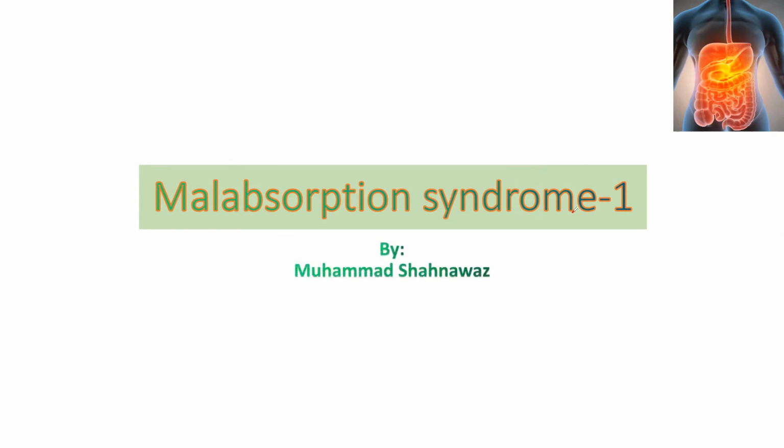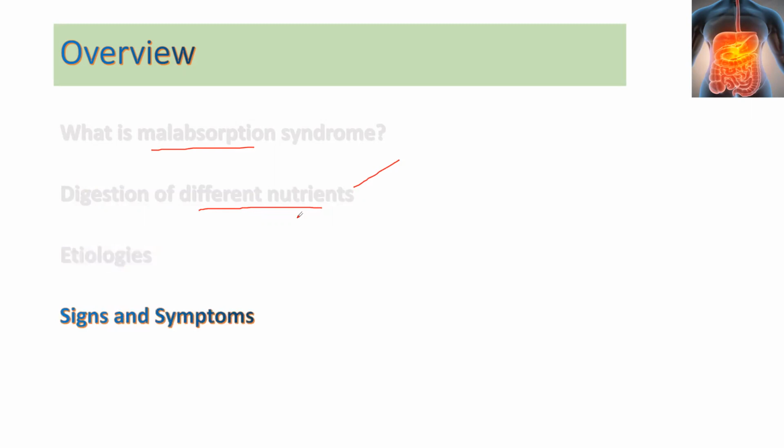I divided this lecture into three parts. I will talk about just five topics in each lecture. In the first lecture, I talked about the introduction to malabsorption, then the digestion of different nutrients, how the digestion and absorption of fats, proteins, and vitamins occur, and then the etiologies, signs and symptoms, and the diagnosis. I just put these things in the last two lectures.